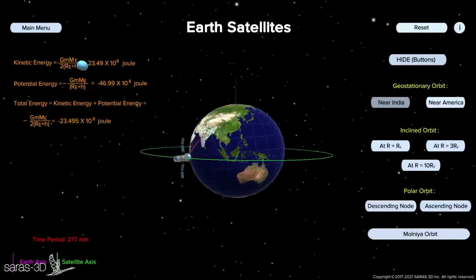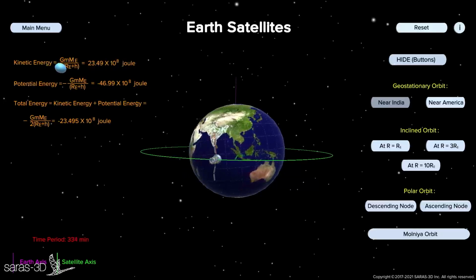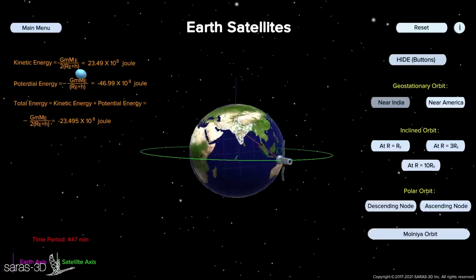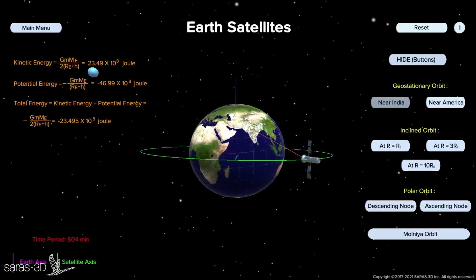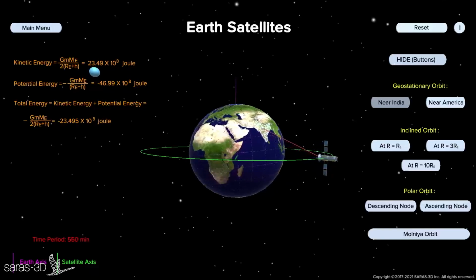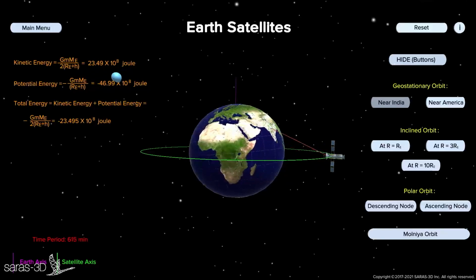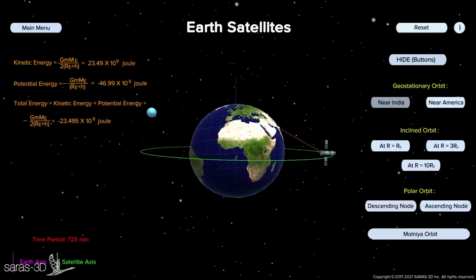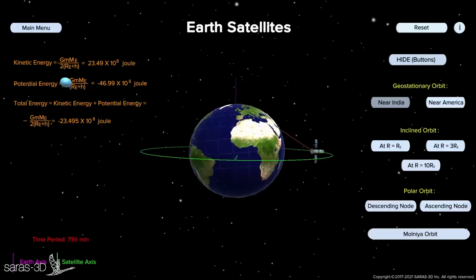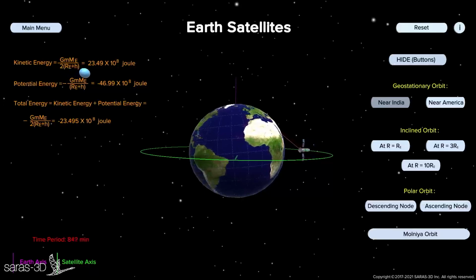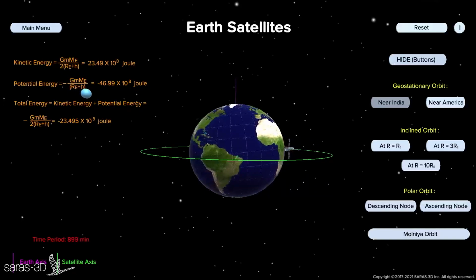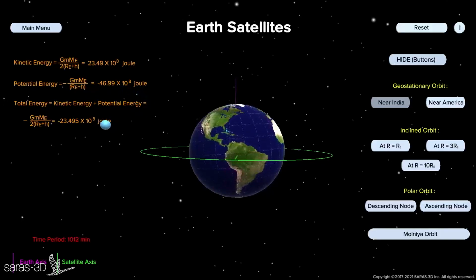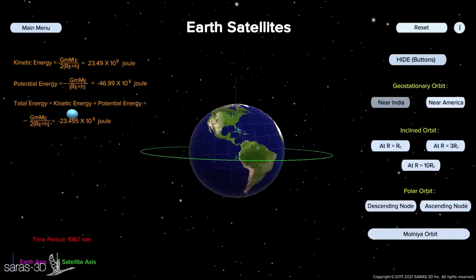Some extra parameters which we have to note here: the kinetic energy is given by G times mass of satellite times mass of Earth divided by 2 into (radius of Earth plus height of the satellite). That will give us 23.49 into 10 to the power 8 joule, provided the mass of the satellite is close to 500 kg. Further, potential energy is minus G m M divided by (Re plus H). That is minus 46.99 into 10 to the power 8 joules.